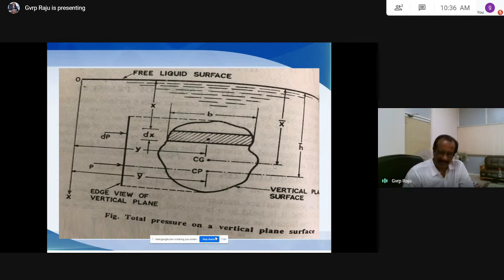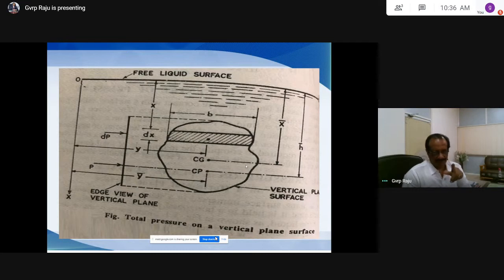ICG by A x bar. The area of the circle is the same, so ICG and A are both the same. So the distance between CG and CP is ICG by A x bar, and ICG and A are constant for both cases. So it depends on 1 by x bar. The distance between CG and CP is proportional to 1 by x bar.